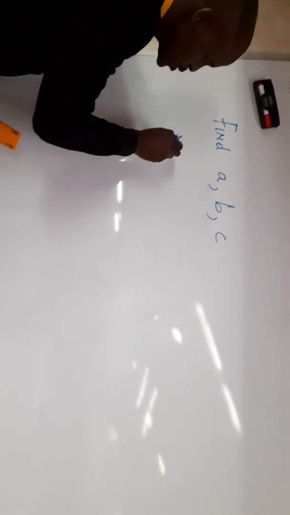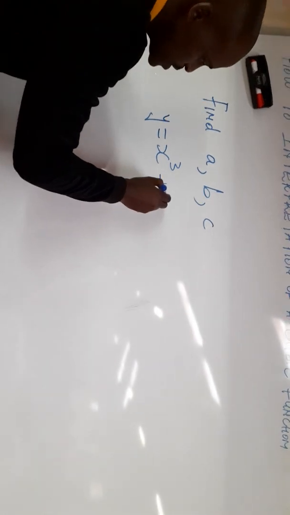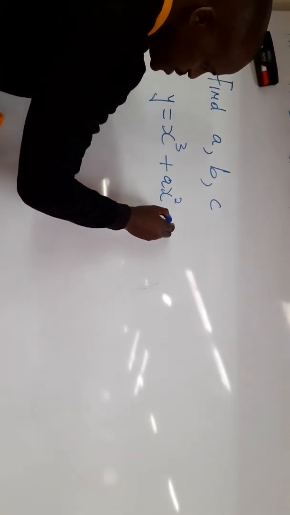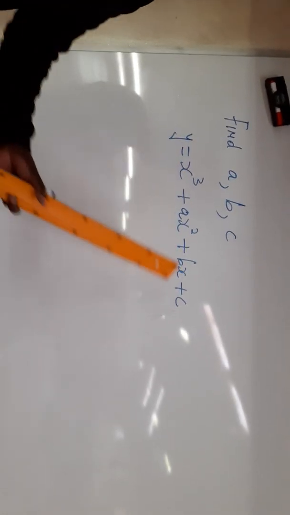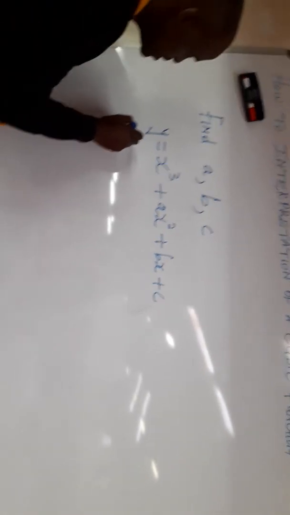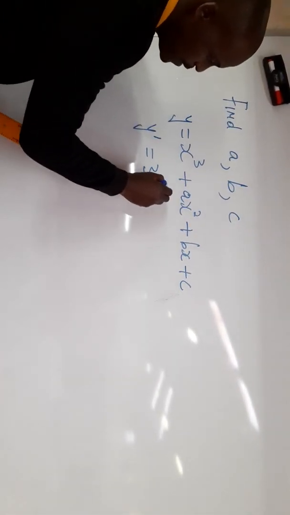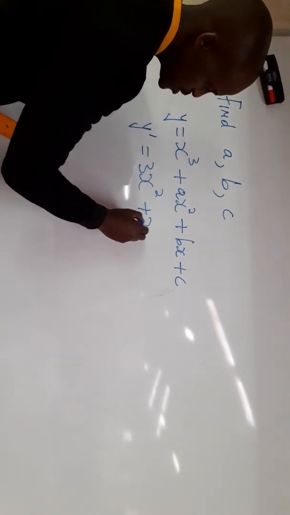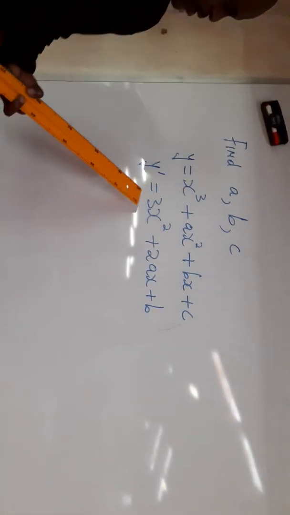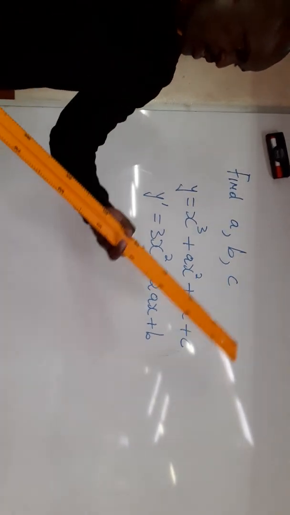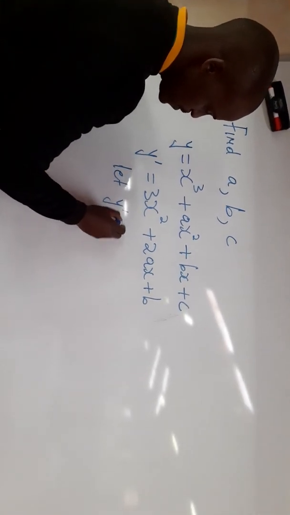So our given equation is y equals x cubed plus ax squared plus bx plus c. That's our given equation. And then we are being given a stationary point, so we have to derive this. We derive, this is 3x squared plus 2ax plus b. And since this is the gradient at a stationary point, we let this be 0.